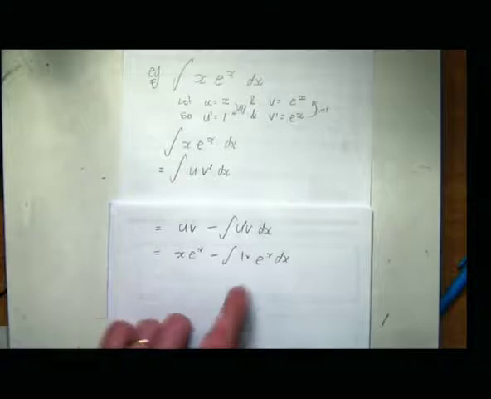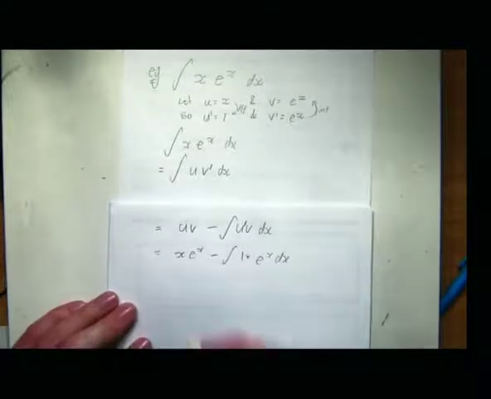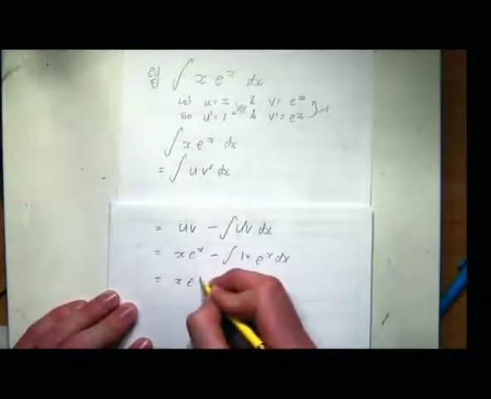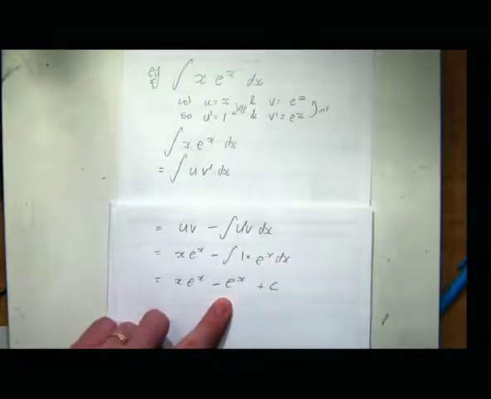And I've now created an integral that I know how to do. I know how to integrate 1 times e to the x, because 1 times e to the x is just the same as e to the x, and the integral of e to the x is still e to the x. That's integration by parts. I'll do another one. Let me do a definite integral.